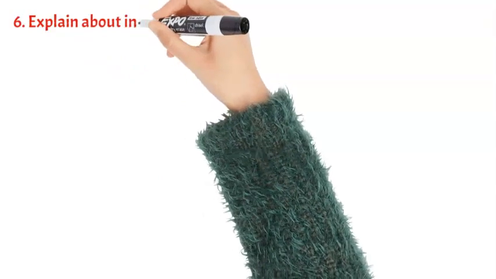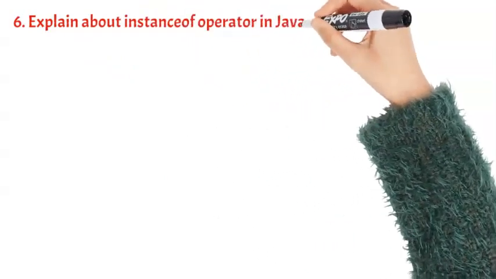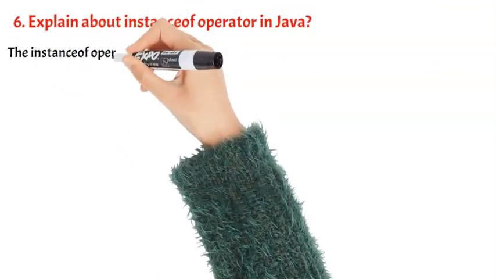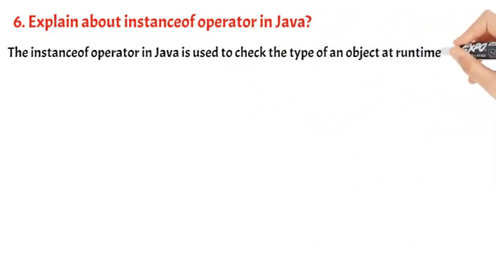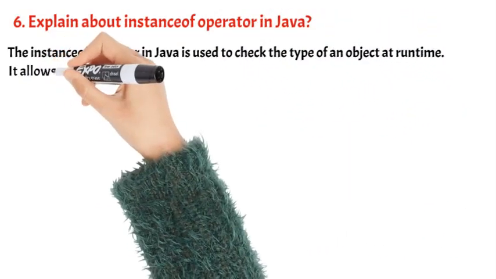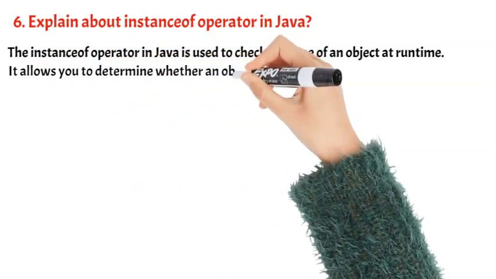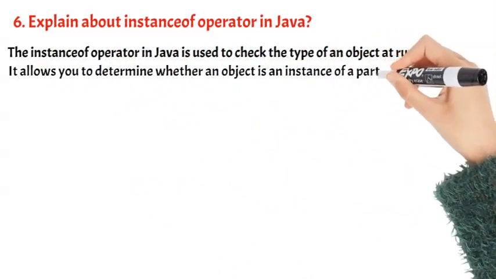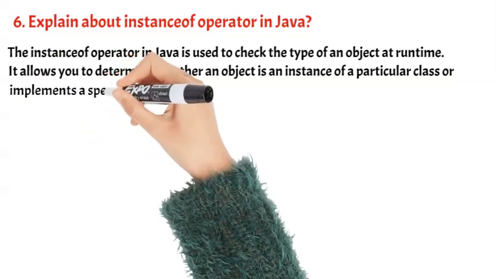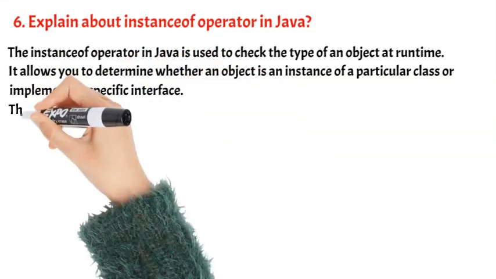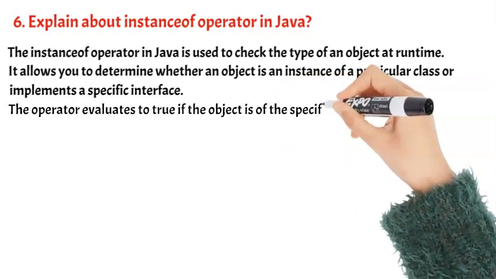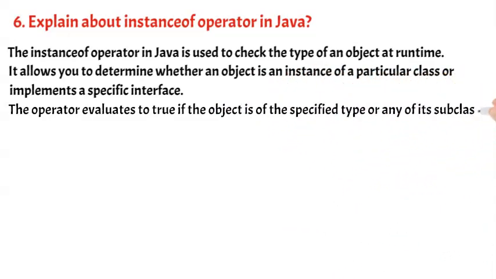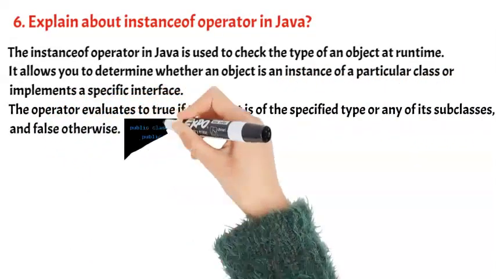6. Explain about instanceof operator in Java. The instanceof operator in Java is used to check the type of an object at runtime. It allows you to determine whether an object is an instance of a particular class or implements a specific interface. The operator evaluates to true if the object is of the specified type or any of its subclasses, and false otherwise.